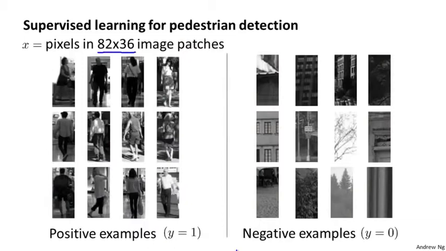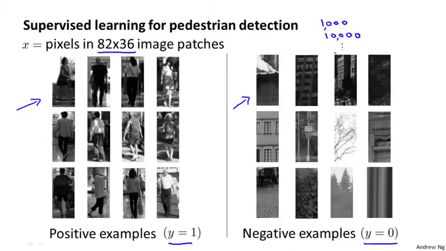And we could have chosen some rounded number like 80 by 40 or something, but 82 by 36 seems to work. What we would do is then go out and collect a large training set of positive and negative examples. So here are examples of 82 by 36 image patches that do contain pedestrians, and here are examples of images that do not. On this slide, I've shown 12 positive examples with y equals 1 and 12 negative examples with y equals 0. In a more typical pedestrian detection application, we may have anywhere from 1,000 training examples up to maybe 10,000 training examples, or even more if you can get even larger training sets.